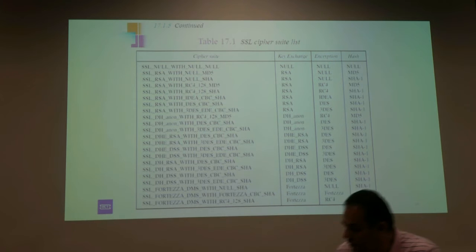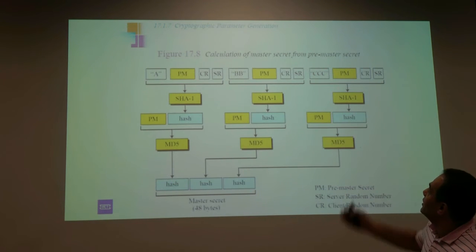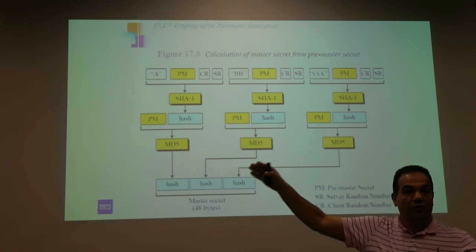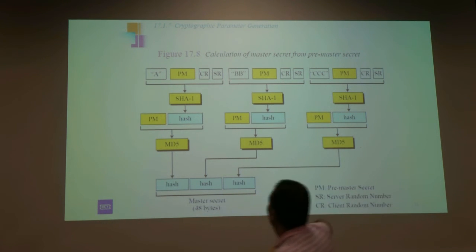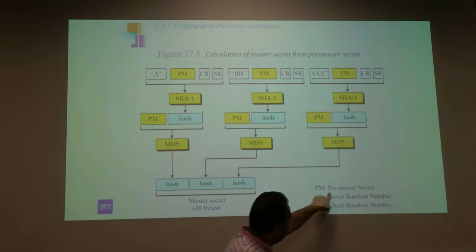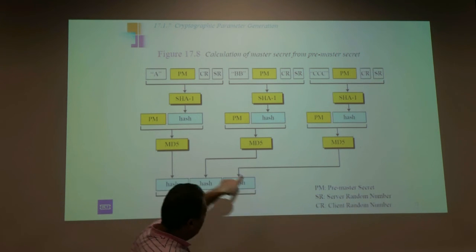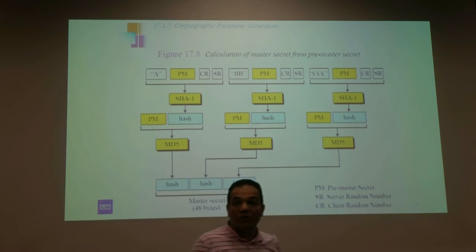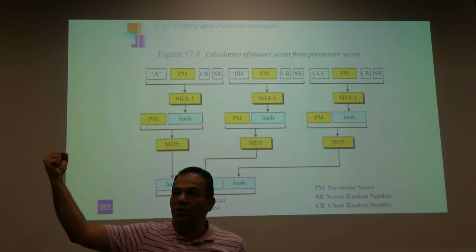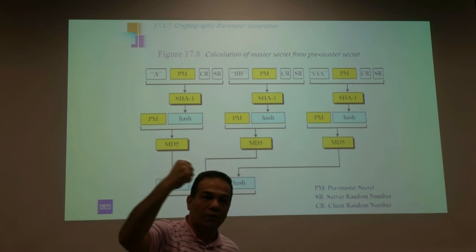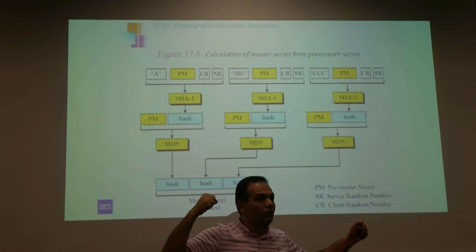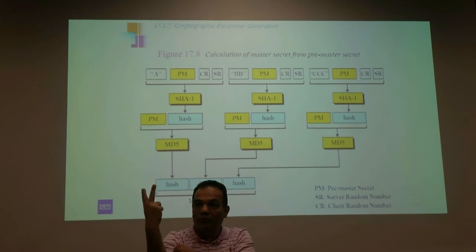So let's take a look in here. That's how it is. We have to calculate the master secret. That's the first thing. In here you have the PM, which is the pre-master secret. Then you have the CR, the client random number, and the server random number. Remember, we started with 2 random numbers. The client created a random number. What does it do with it? Send it to the server. Then the server creates a random number. What does it do with it? Send it to the client. So we have 2 random numbers.